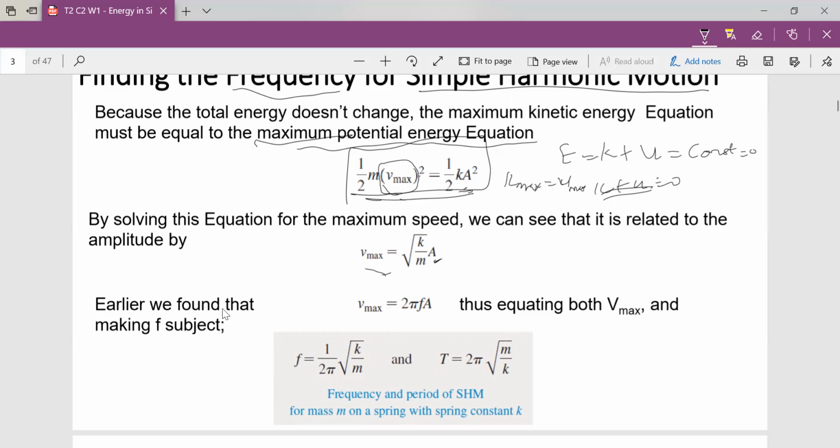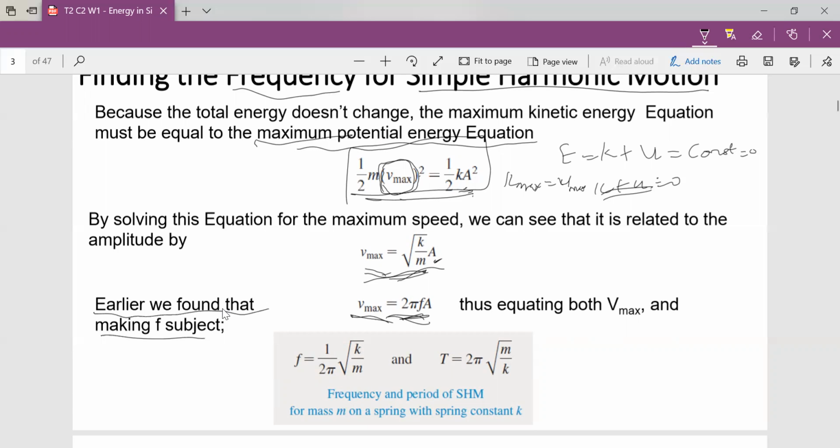I encourage us to work it out to see how we arrive at this. What we just did was to make v max the subject of the formula, so v max equals root k over m times A. Now, we have seen in our earlier class the definition of frequency and the maximum velocity, actually for circular motion, and we already established that circular motion has a link with simple harmonic motion in our last class, when we looked at the motion of a ball moving in a circle.